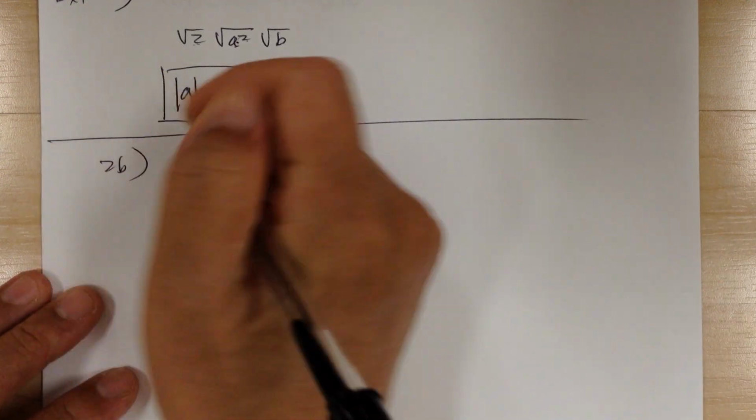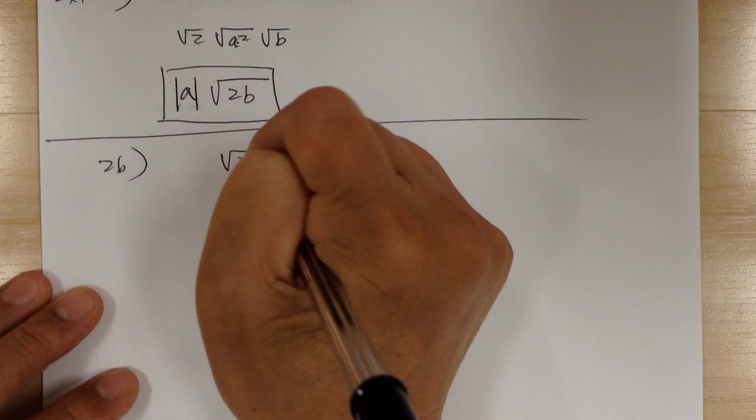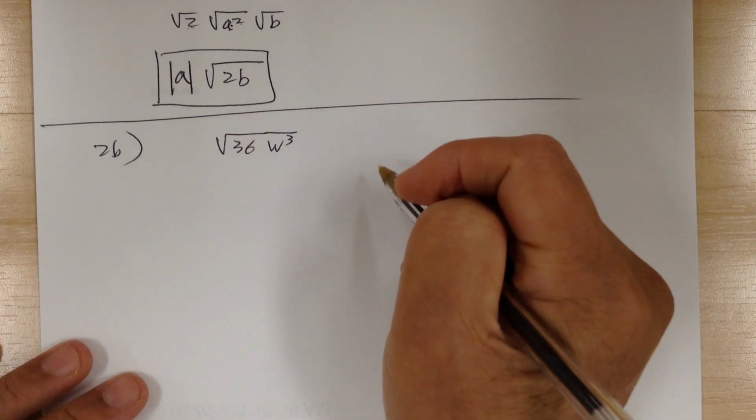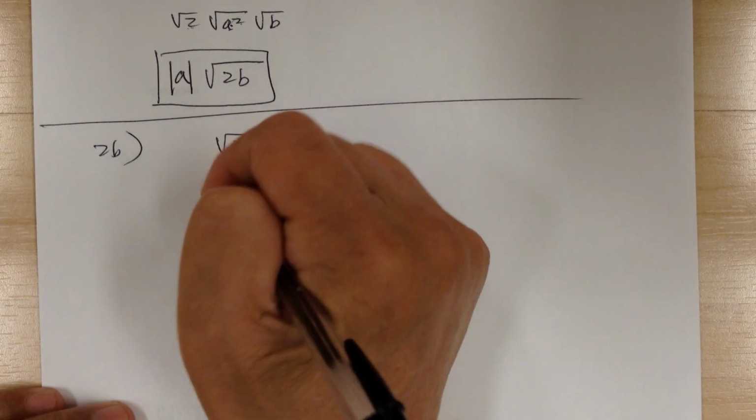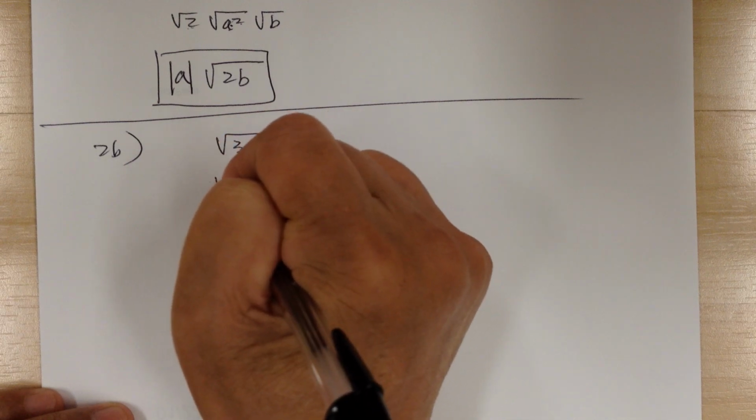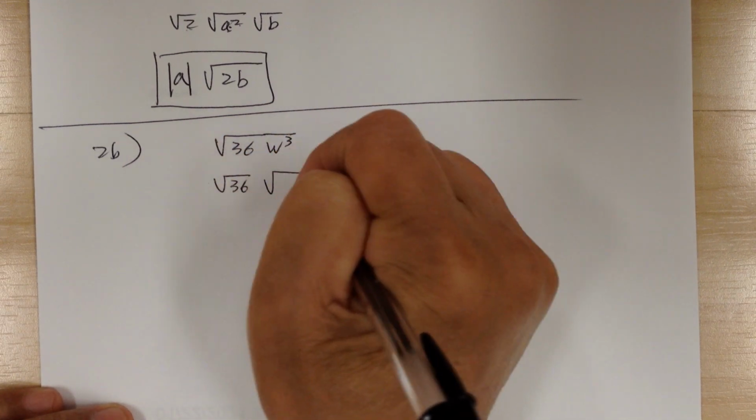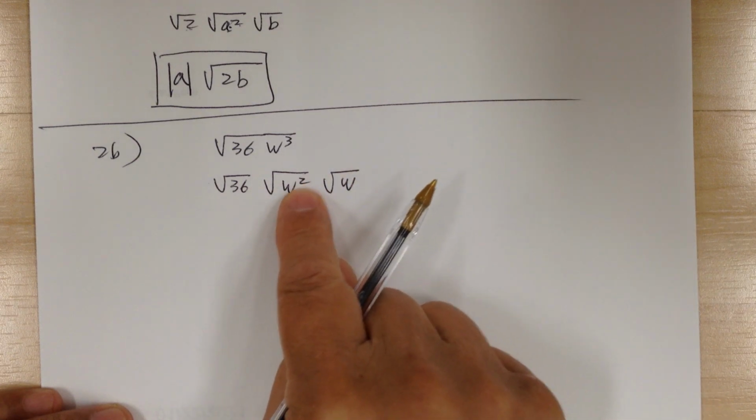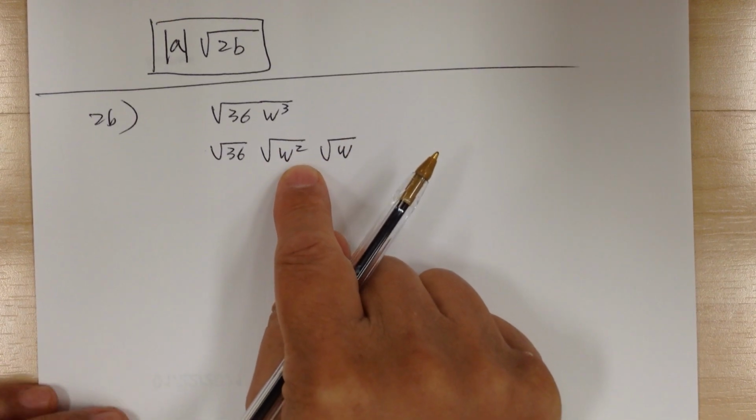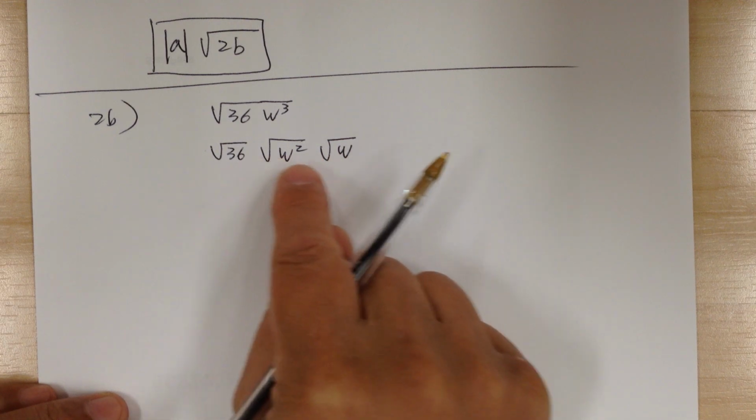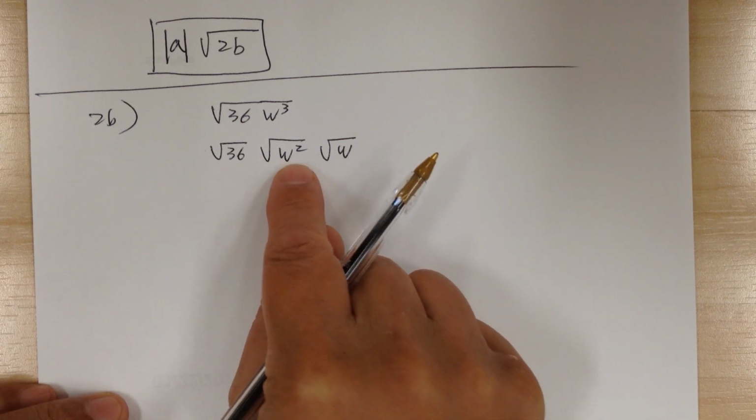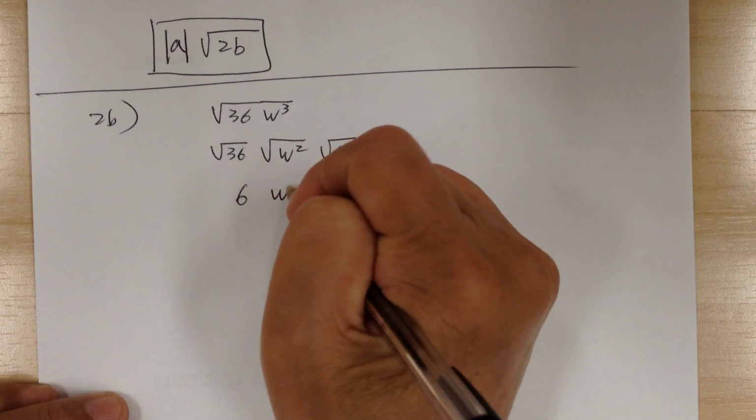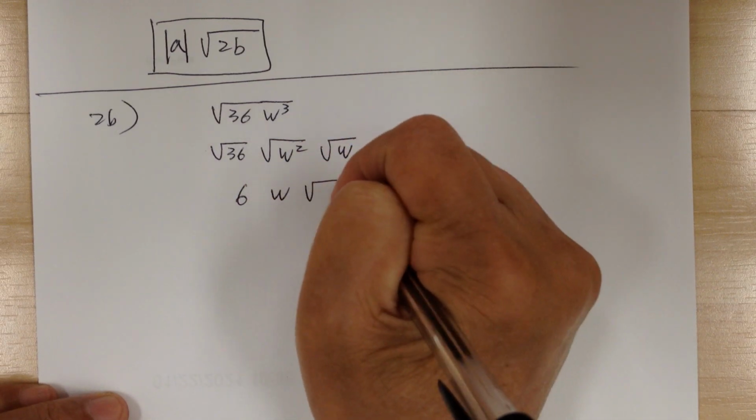Okay, example 2b, you've got the square root of 36 w cubed. So again, you want to break into perfect squares, so 36 would be just 36. w cubed would be w squared and w, right? The reason you want to do that is so this becomes a perfect square. So you always want to take out as much as you can for the perfect square so you can simplify the square root. So this would be 6, this would be w, and the square root of w.